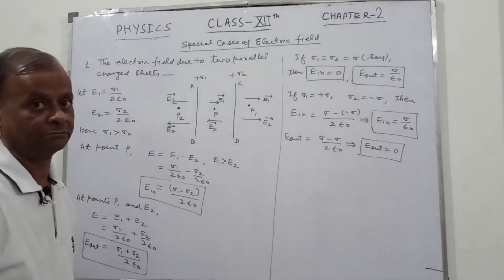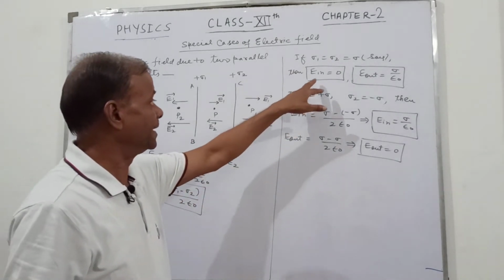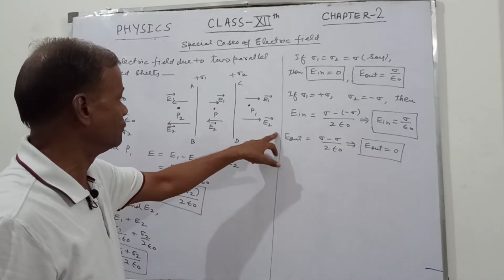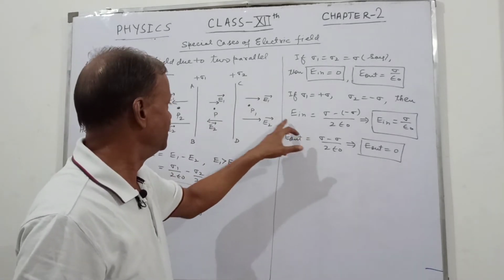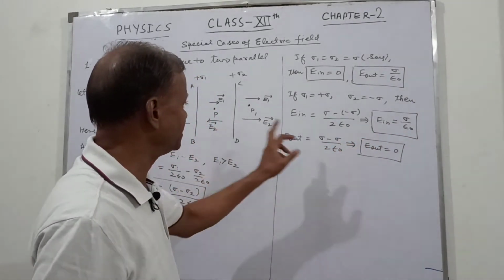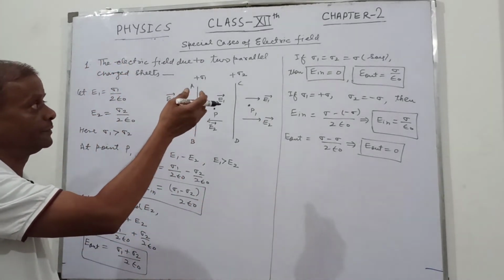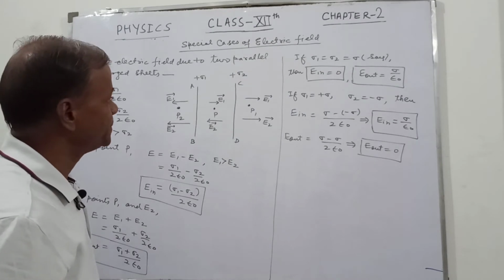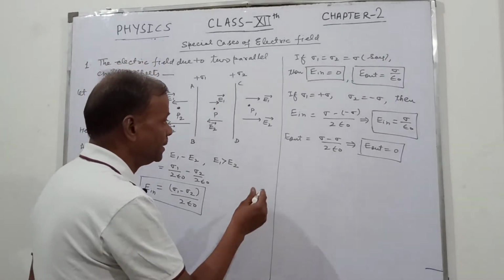Now the situation will be different. If these two sheets have the same charge, then the electric field between the two sheets will be 0, and outside the sheets the electric field will be so much. And if they are oppositely charged, then the electric field between the sheets is equal to sigma upon epsilon naught, and outside them it will be equal to 0. So these are the cases when sigma 1 and sigma 2 are different. This is one special case, and many times this is asked in the board exams. And now number 2.